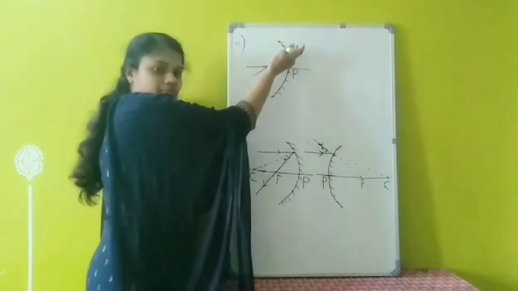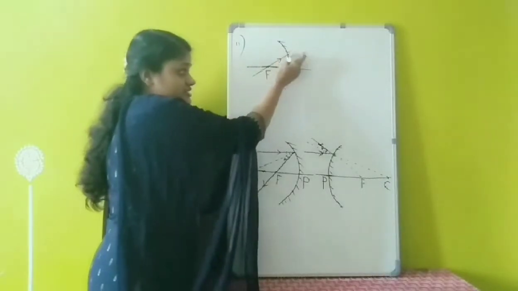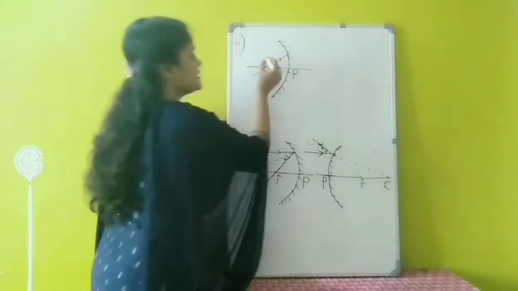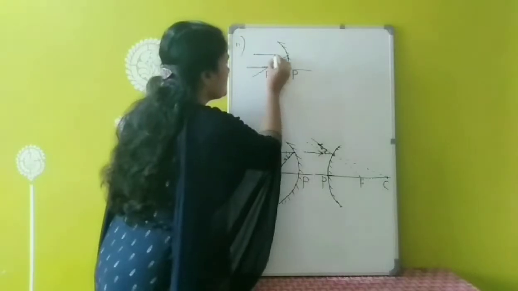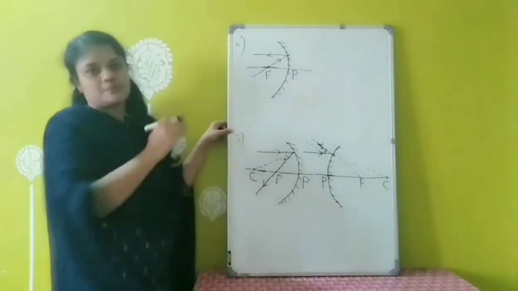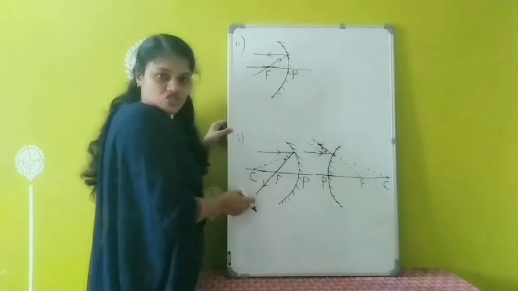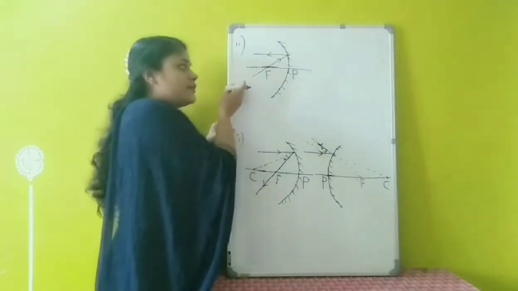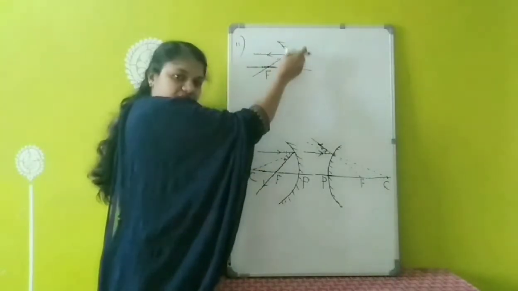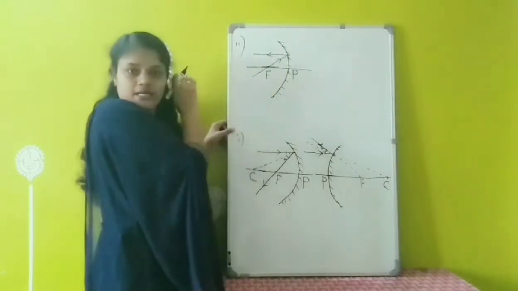Okay. So what will happen? It may reflect. So after reflection it passes parallel to the principal axis. It is going parallel to the principal axis. So just opposite of the first one. Okay. So light ray passing through the focus after reflection passes parallel to the principal axis.